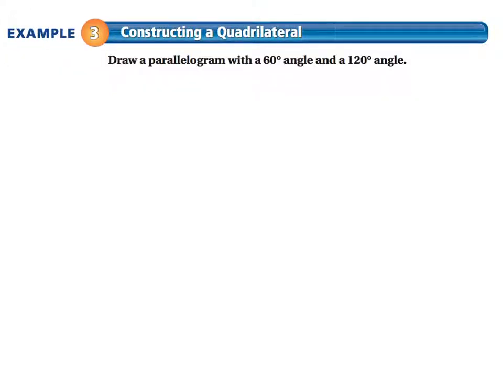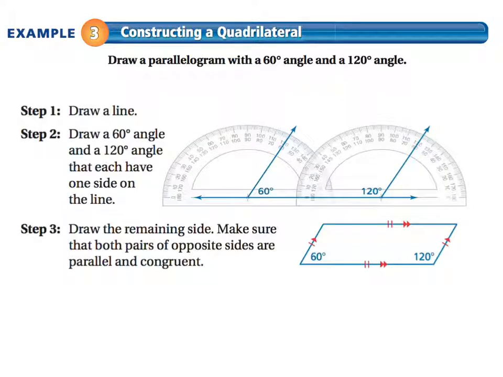In example 3, you're going to draw a parallelogram with a 60-degree angle and a 120-degree angle. So the first thing we're going to do is take our protractor and draw a line. Any line would do. From that line you're going to start by drawing a 60-degree angle. So as you can see here, we've drawn a 60-degree angle.